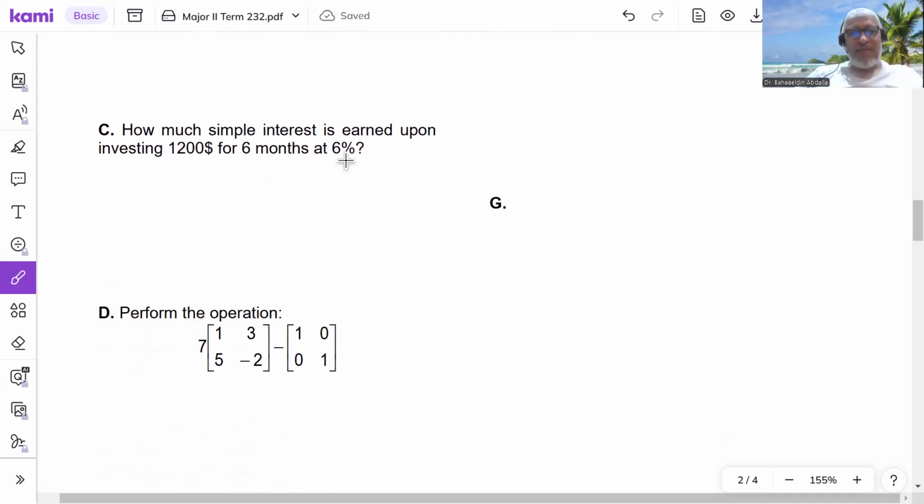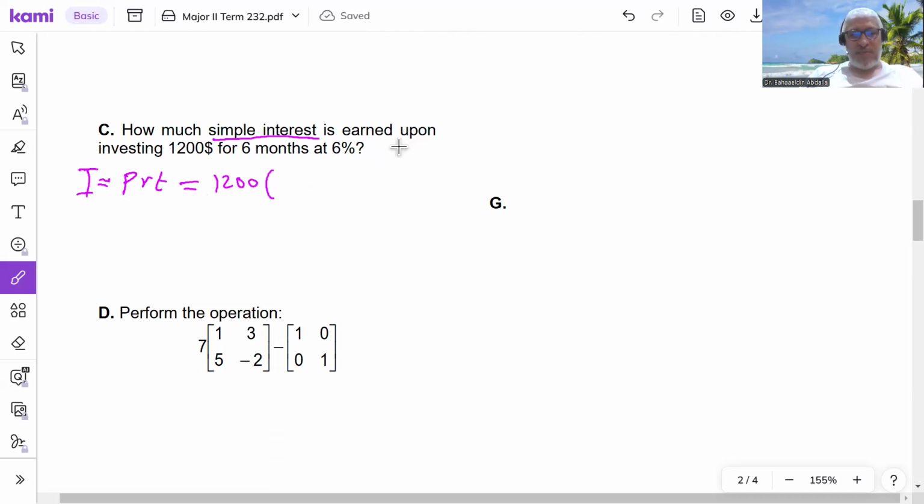How much simple interest is earned? Simple interest. The formula for the simple interest, I equals PRT. Upon investing $1,200. So this is the P, the principal. For 6 months, this is T. At 6%, this is R, the rate. We should multiply by 6% in decimal.